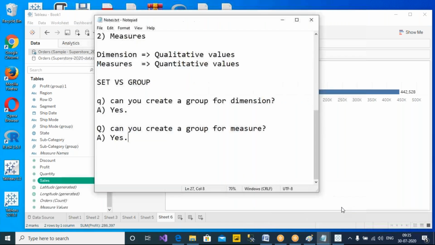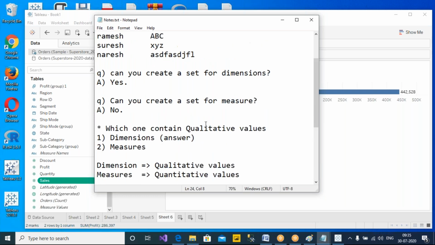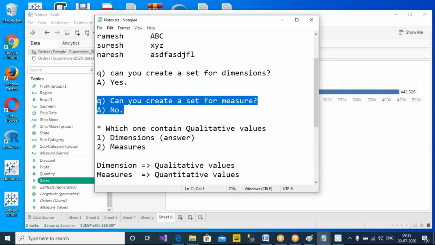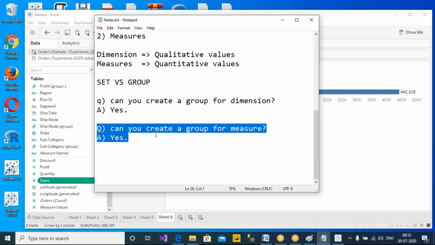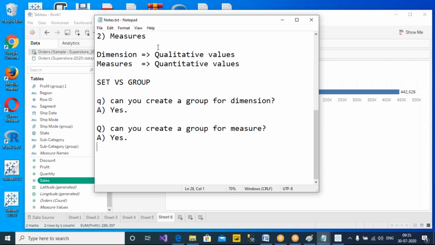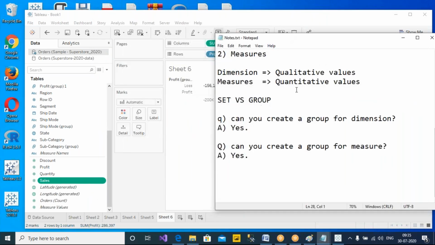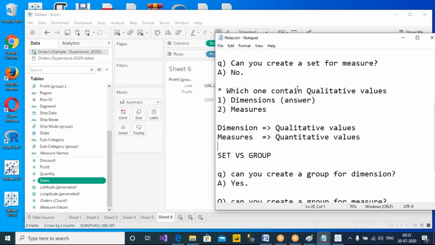So the question here is, can we create a group for a measure? The answer is yes, we can do that. For a dimension, we can do that. But for a set, can you create a set for a measure? No, we cannot create a set for a measure. See the differences now. We cannot create a set for a measure, but we can create a group for a measure. That is point number one. Second point, a set contains only in and out.